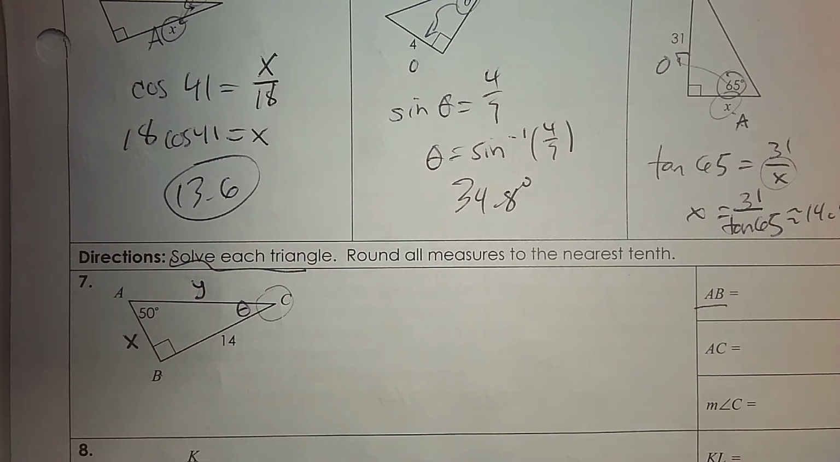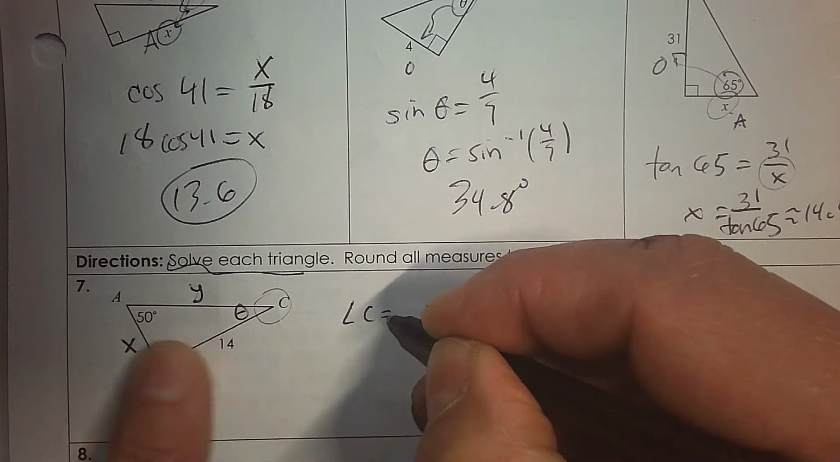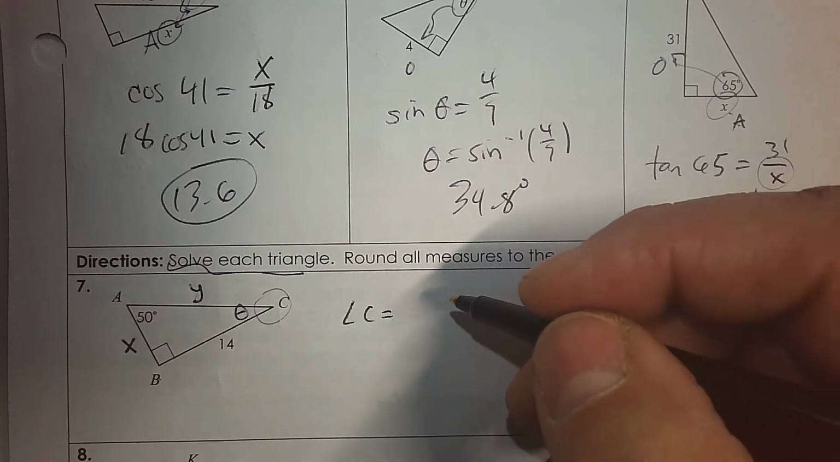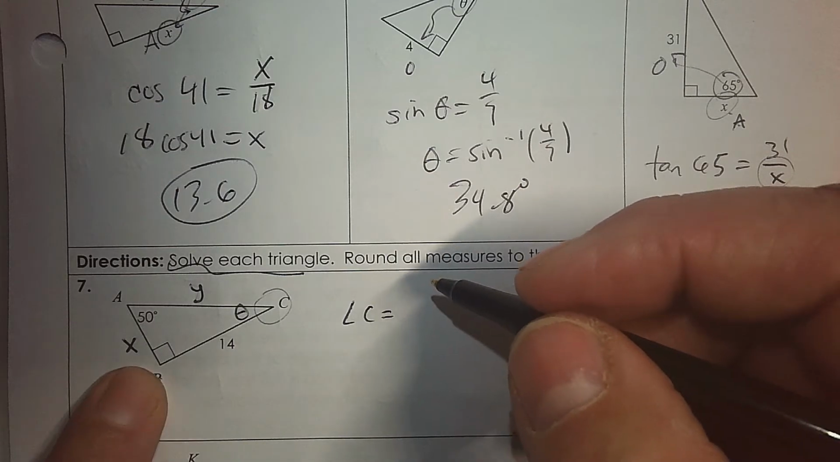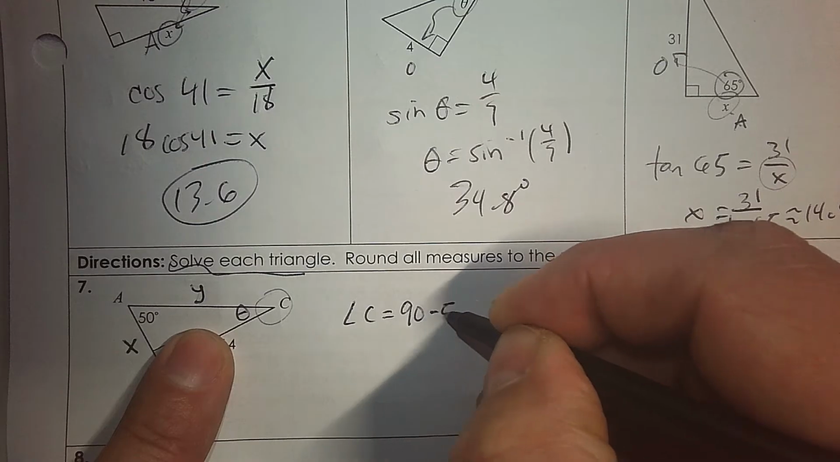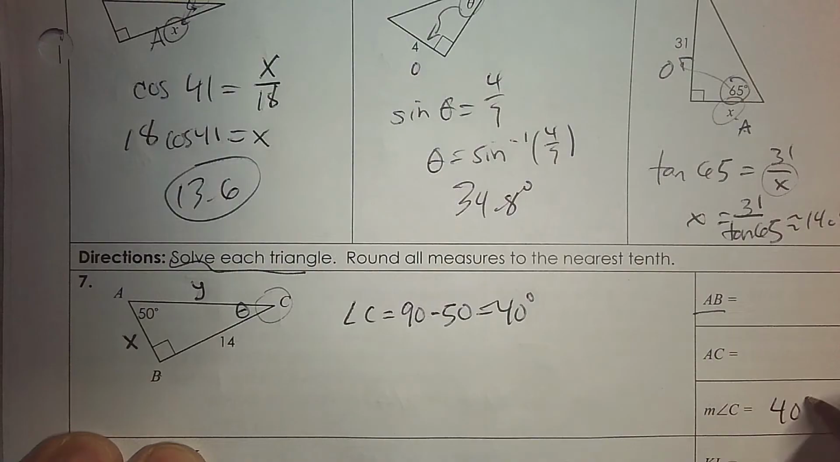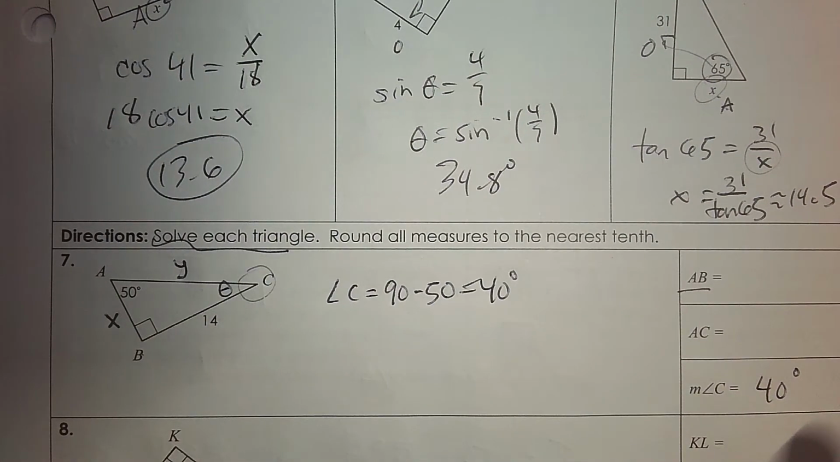Now the easiest one to solve for first would be theta here, or angle C, because we know two angles in the triangle. We know they have to add up to 180. But for a right triangle, even more so, the two acute angles have to add up to 90. So if you go 90, take away 50, that missing angle is 40. No trigonometry, just basic geometry.